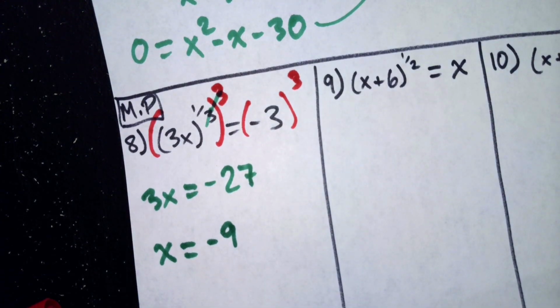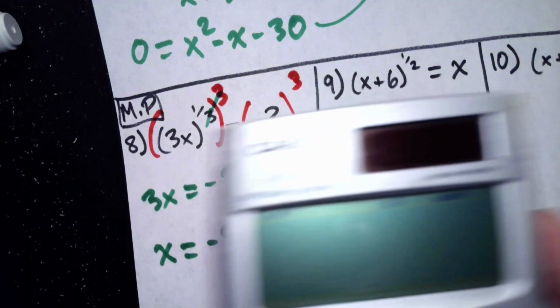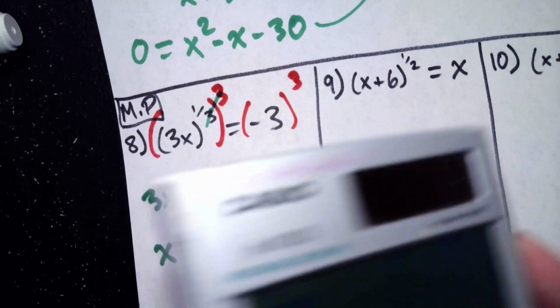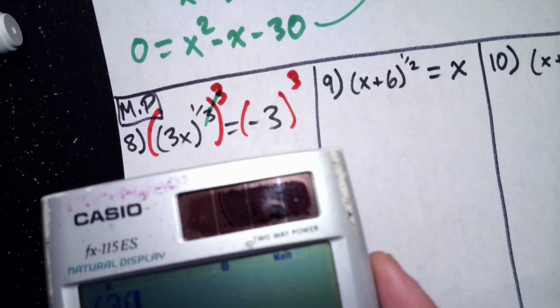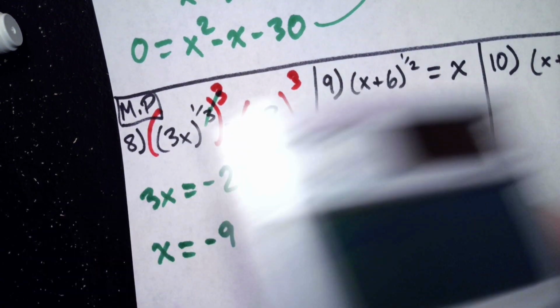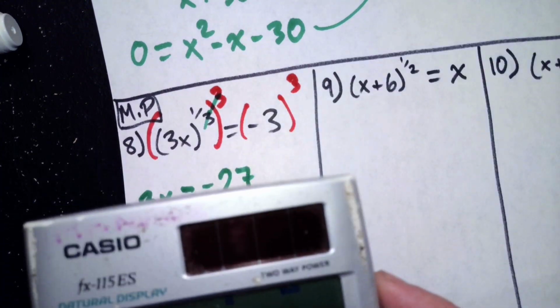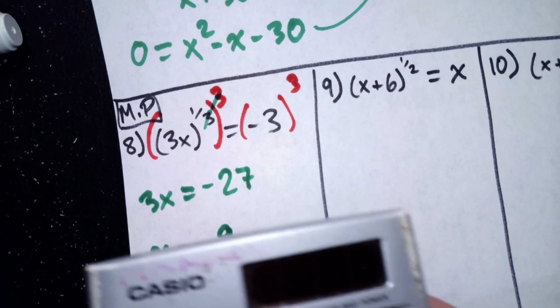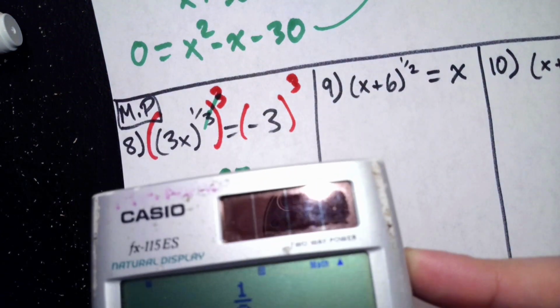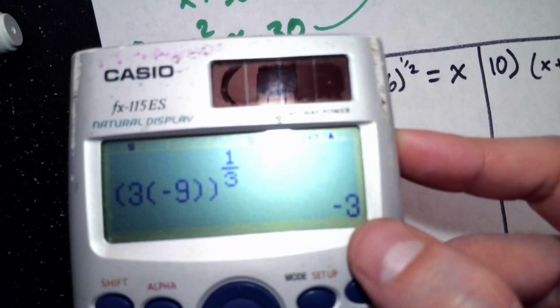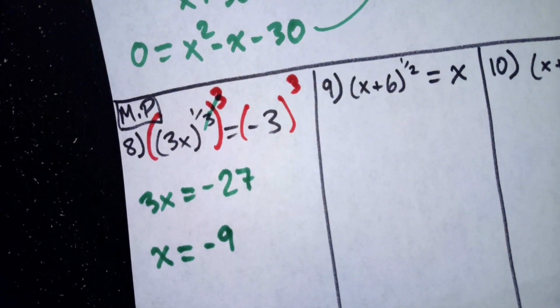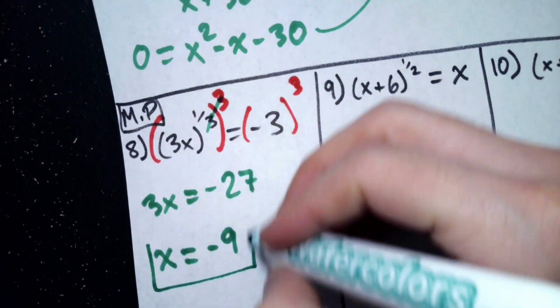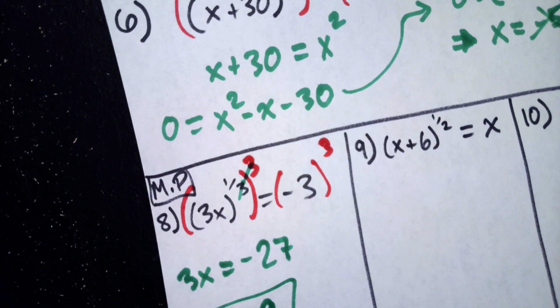Whether that's an answer or not, we have to check it. So let's see. 3 times -9, and then to the 1/3 power should be equal to -3. And it is. We can see that right here. So this is not an extraneous solution. This is the actual solution for number 8.